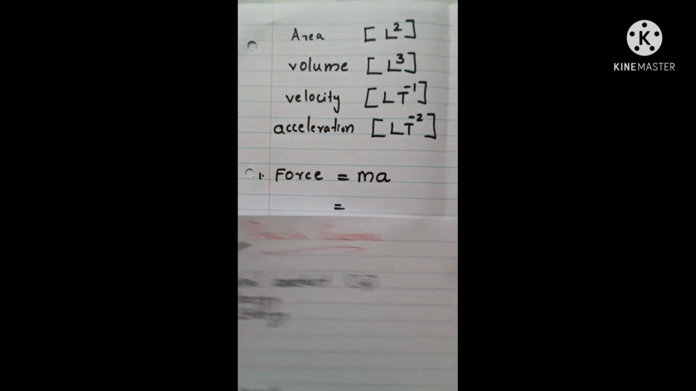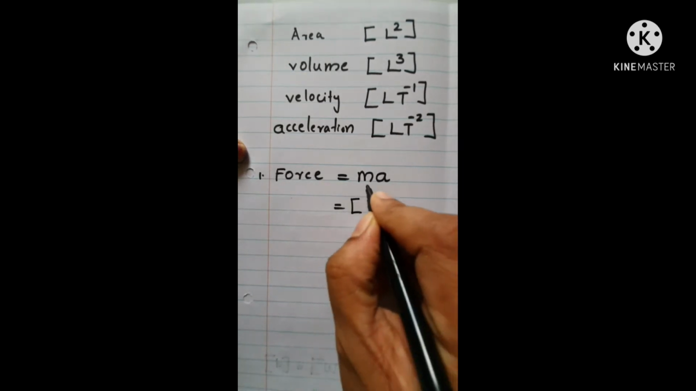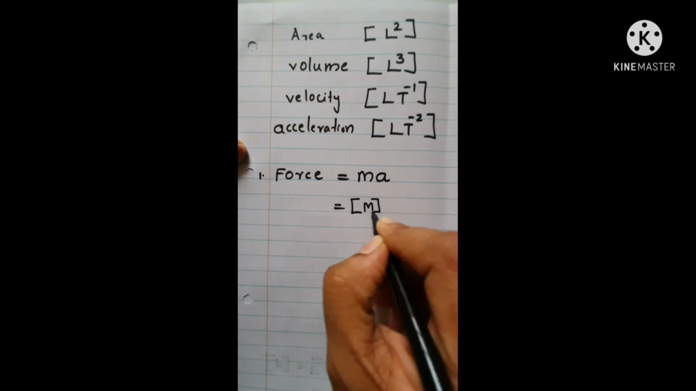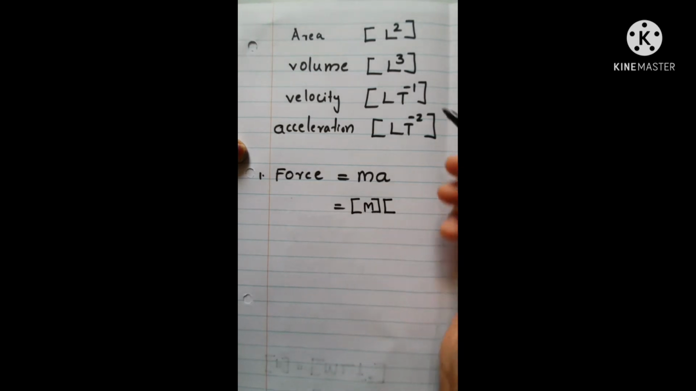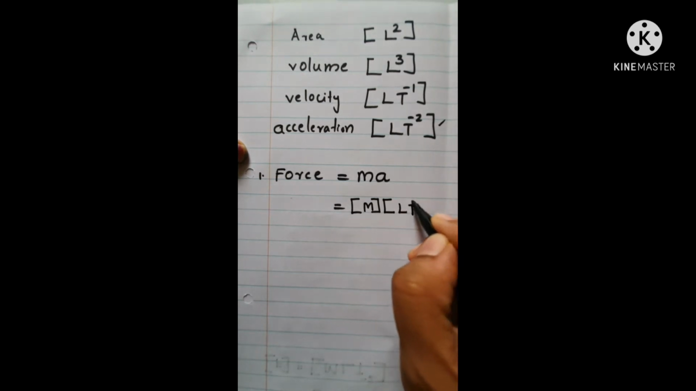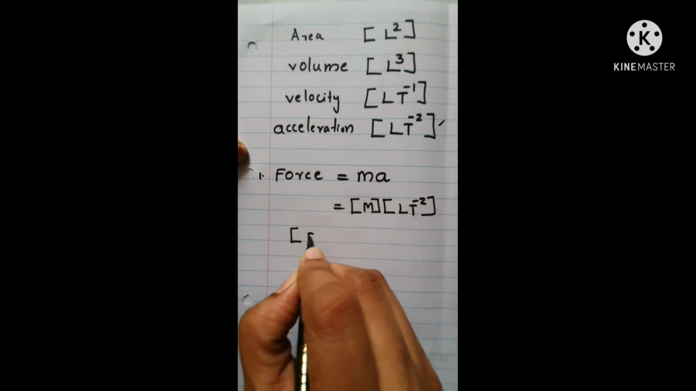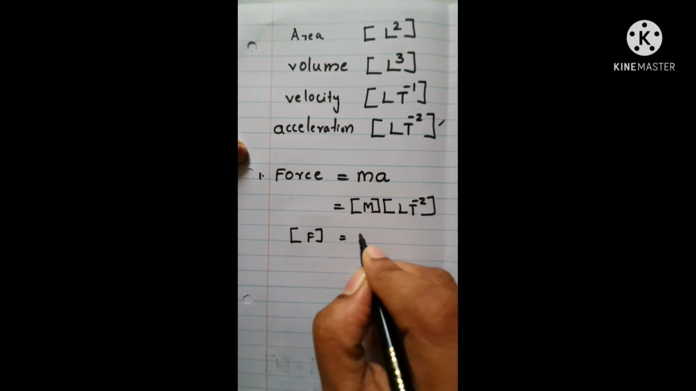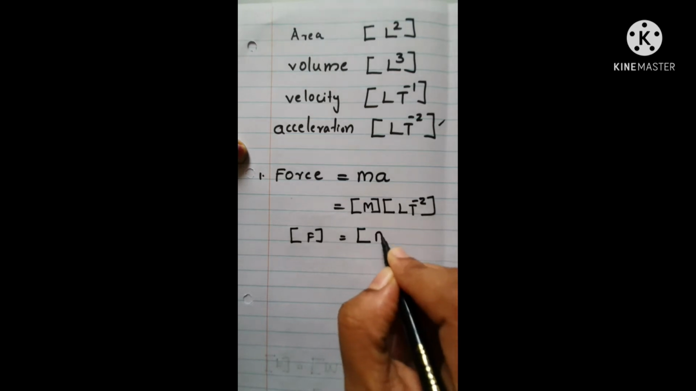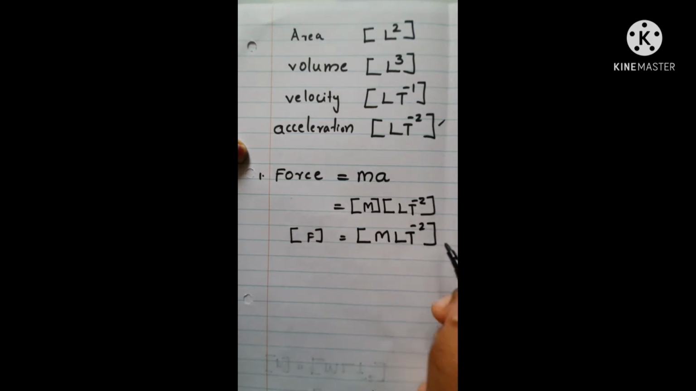Force, we know it is m into a. So how will we write the dimensional formula for m? Capital letter M inside the square bracket, and we know acceleration is [LT^-2], already discussed in the first video. So for force, the dimensional equation will be [MLT^-2].